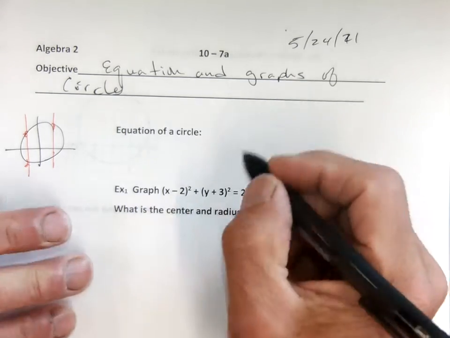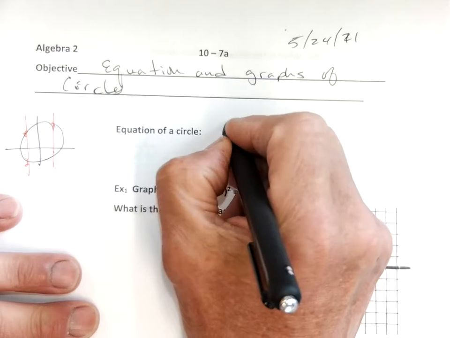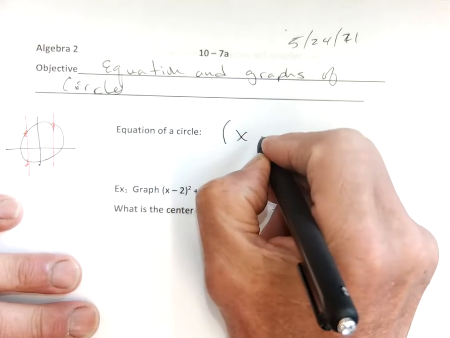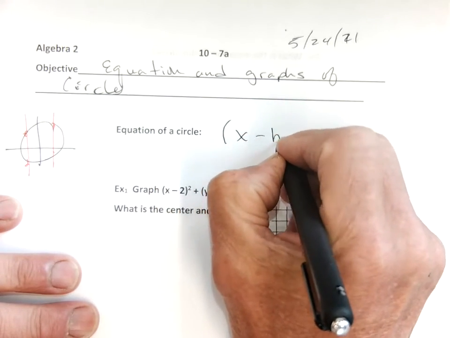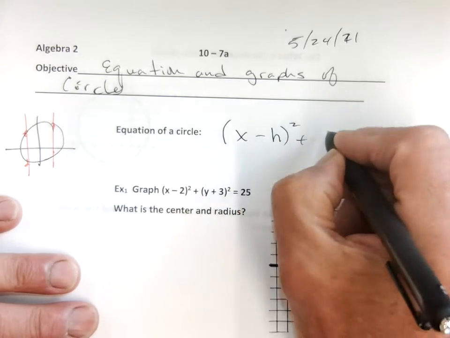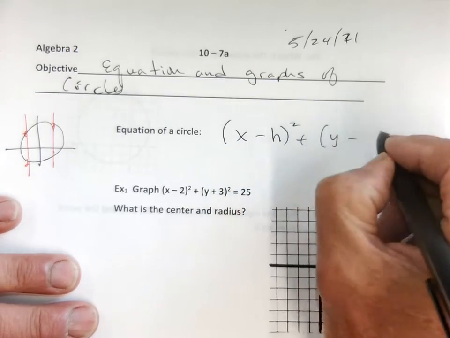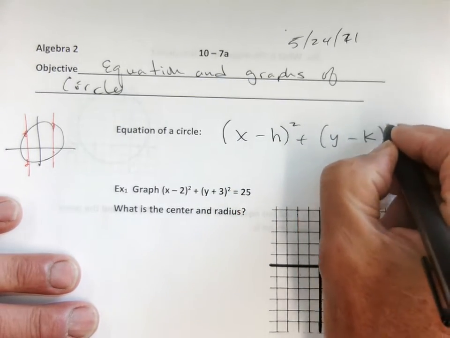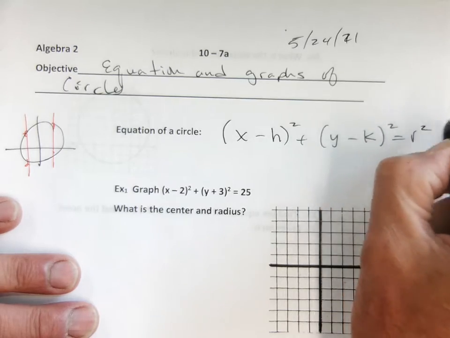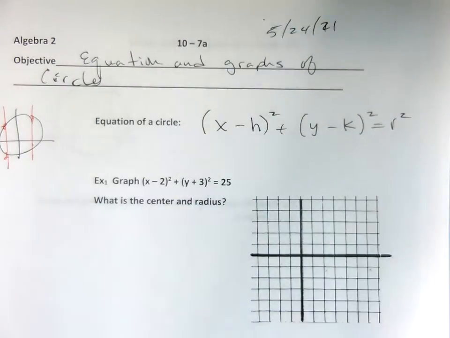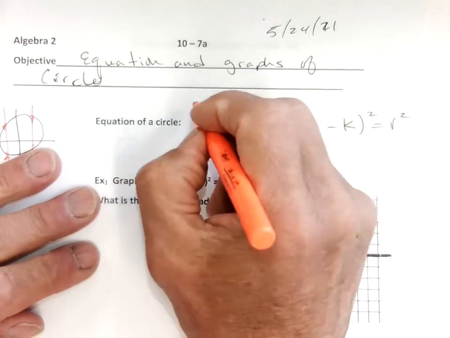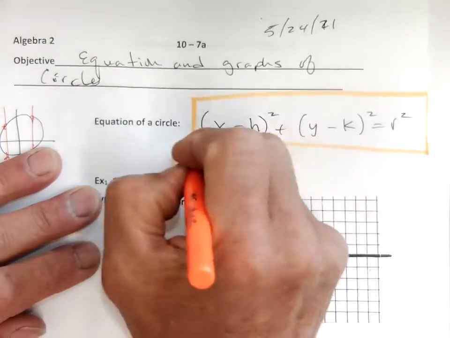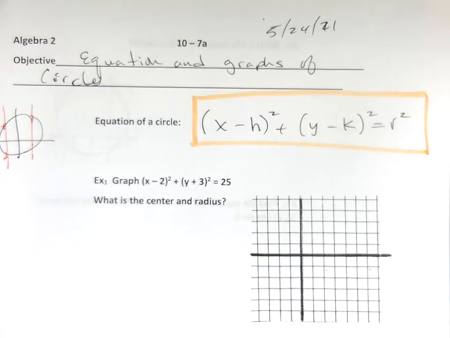So, circles. Here's the equation of a circle. It is, write this down, please, x minus h squared plus y minus k squared equals r squared. Okay, and I'm going to highlight that because that's our formula. Okay, everybody have that down?